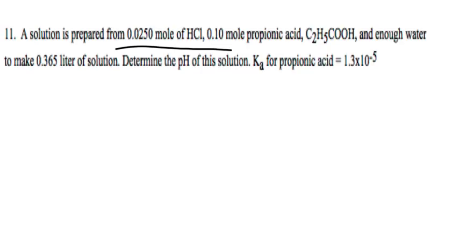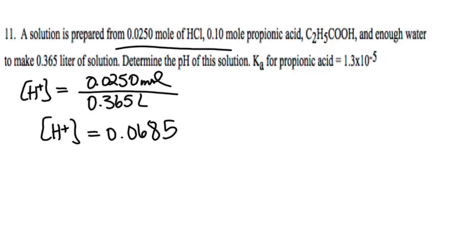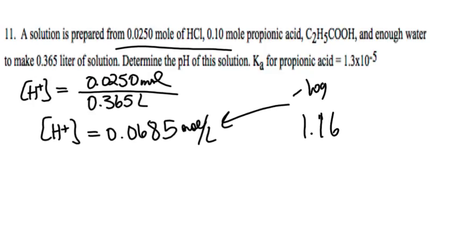Forget about the Ka. We don't need any of that. All we need to do is figure out the concentration of H plus and then take the negative log of it. So if we have 0.0250 moles, what is our total volume in this problem? 0.365. So that's going to give me an H plus concentration of, and then how do I find pH? Negative log of that. So I'm good with 1 point.